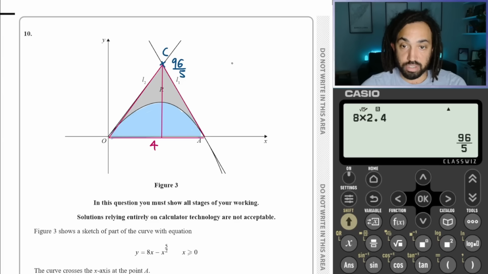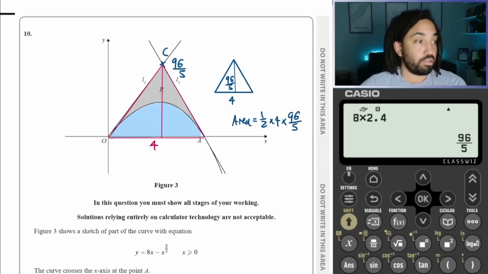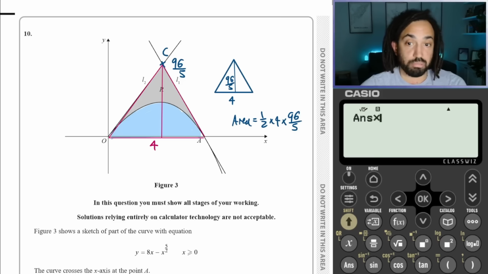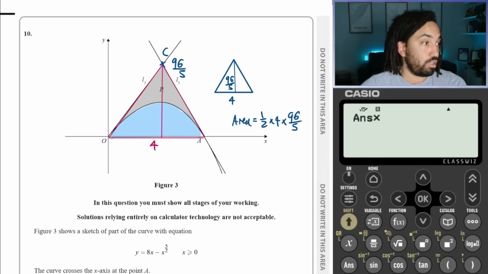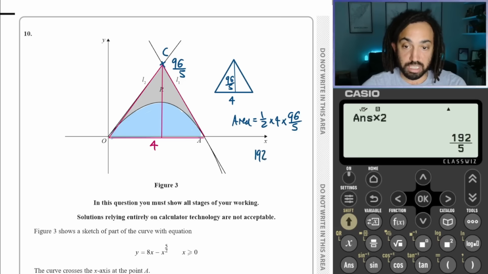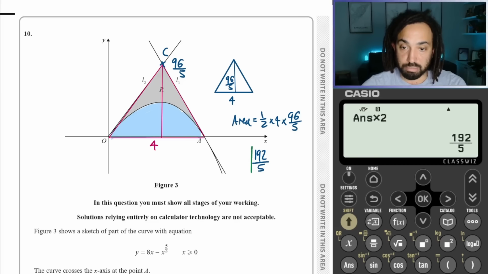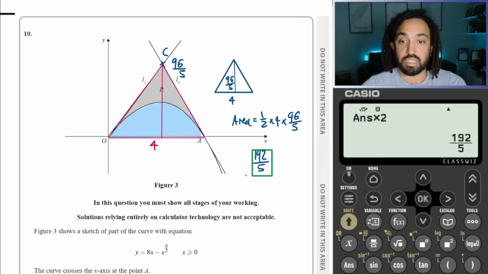So the area of this triangle, which has a base of 4 and a height of 96 over 5, will equal a half base times height. So we just need to multiply this by a half of 4, which is 2. So there's the triangle, which is 192 over 5. Okay, well let's bag that up because we're going to use that in a bit.